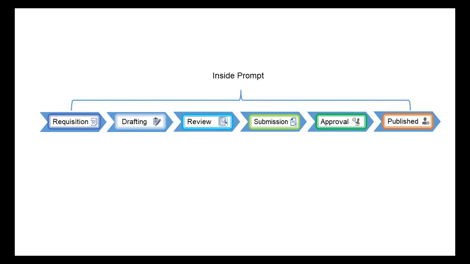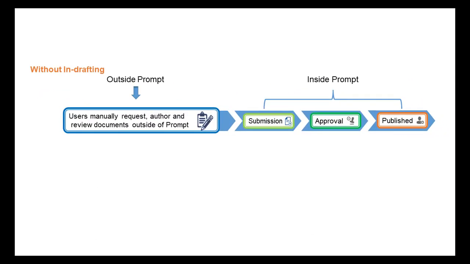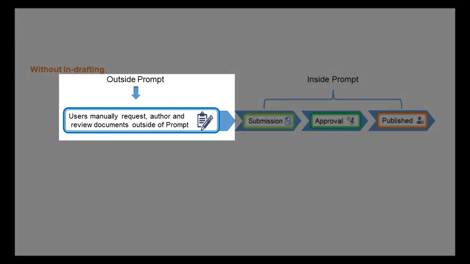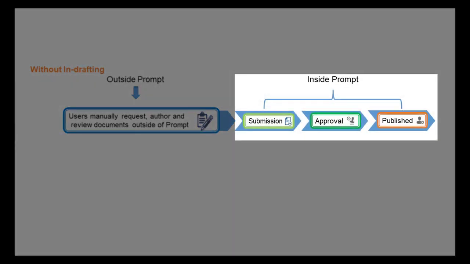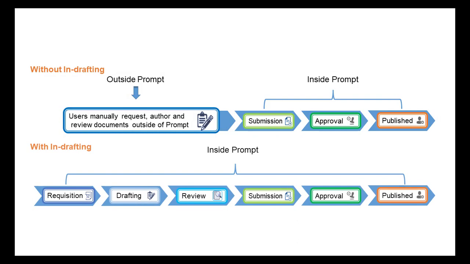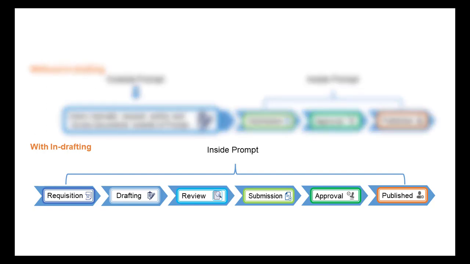This diagram is a visual representation of how InDrafting can support your organisation's document management process. Organisations without InDrafting turned on most likely have a manual process of requesting, creating and reviewing documents outside of Prompt before submitting, approving and publishing within Prompt. With InDrafting switched on, organisations can automate their existing document workflow and bring existing processes into Prompt.